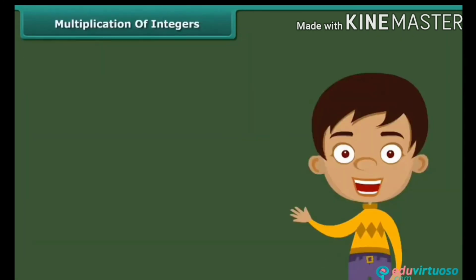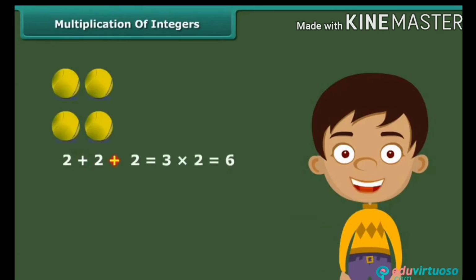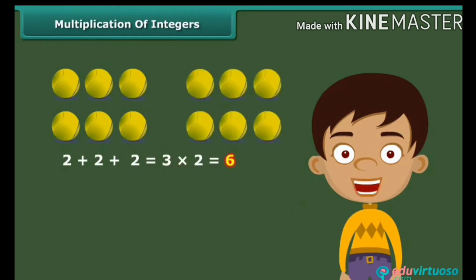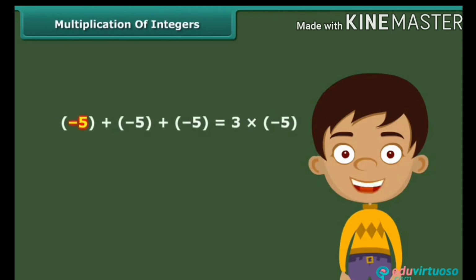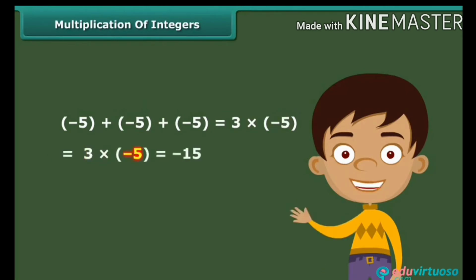We know that multiplication of whole numbers is repeated addition. For example, 2 + 2 + 2 is equal to 3 × 2, which equals 6. Similarly, multiplication of integers is also repeated addition. For example, -5 + -5 + -5 is equal to 3 × -5. Therefore, 3 × -5 is equal to -15.